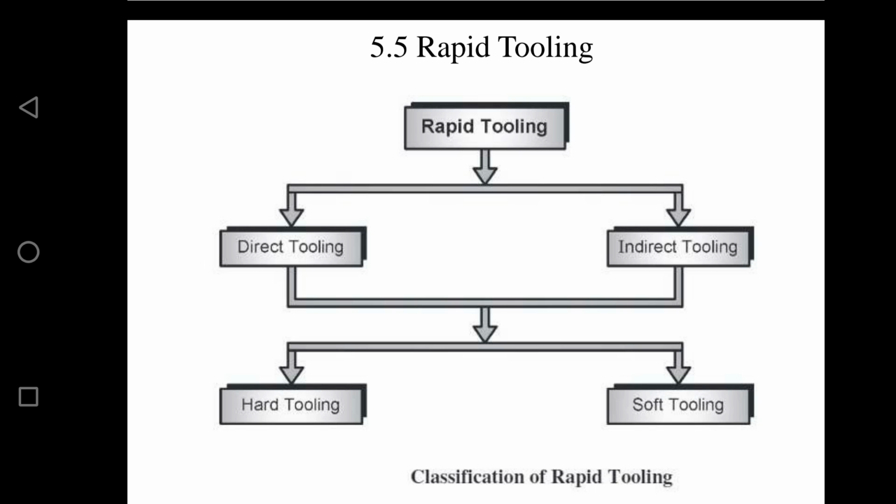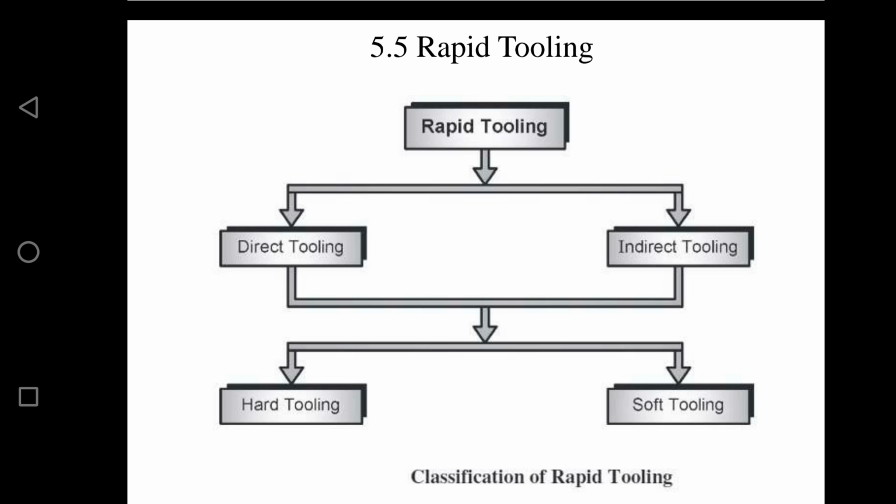In the last video lecture we were into your fifth unit, that is advanced manufacturing methods. And in the last video we covered the different classifications of rapid prototyping systems. We have three types of rapid prototyping systems: liquid based, solid based and powder based rapid prototyping techniques.